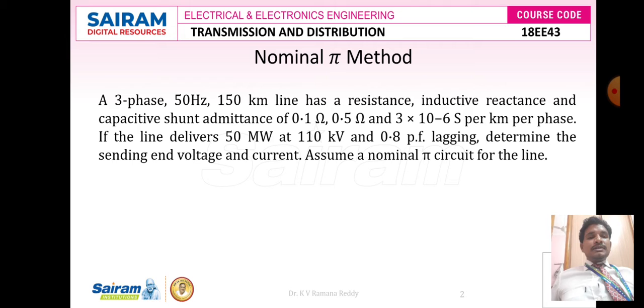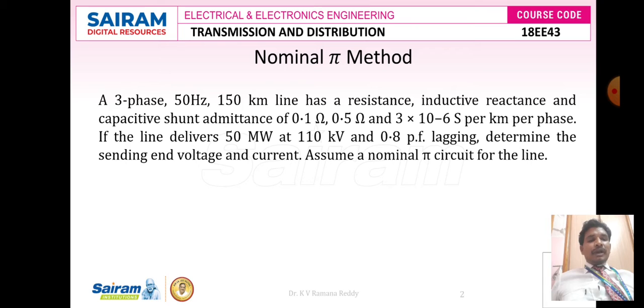So it is a three-phase transmission line system. The supply frequency F is given as 50 Hz and the transmission line length is 150 kilometers. The line resistance is given as 0.1 ohms per kilometer, 0.5 ohms is the inductive reactance, and 3 into 10 to the power of minus 6 Siemens is the capacitive shunt admittance value per kilometer.